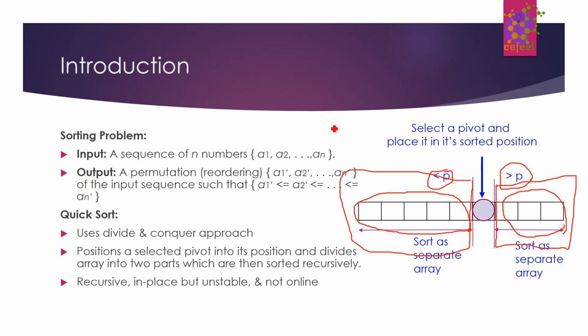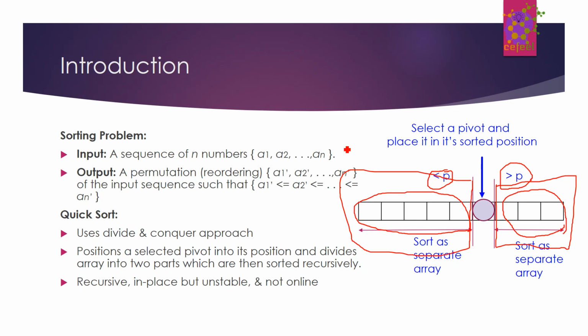So what are the properties of quicksort? It's a recursive algorithm, which means it runs through a copy of itself. So the size of the array is reduced, and then the same algorithm is called. It is in place, which means we don't need any additional space for doing the sorting.